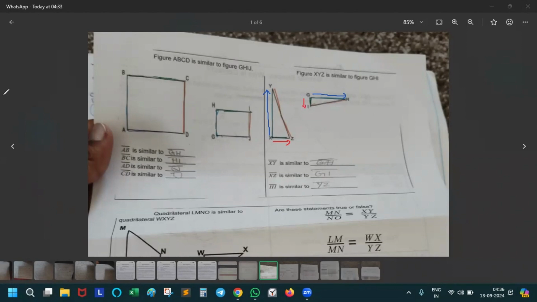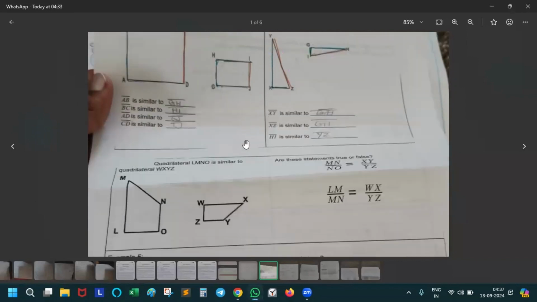And lastly, IZ similar to HI. So it says HI. You go from here to here, and therefore you go from here to here. So did you mean YZ? Is that what you meant? Yeah, that's absolutely right. Good job. So I think you're pretty comfortable with this part.